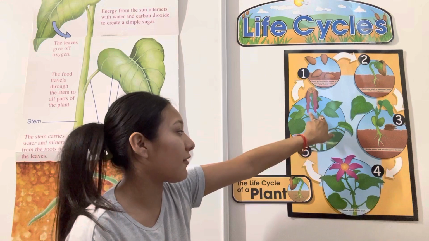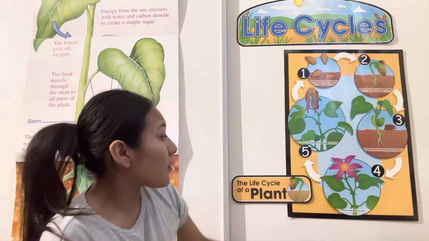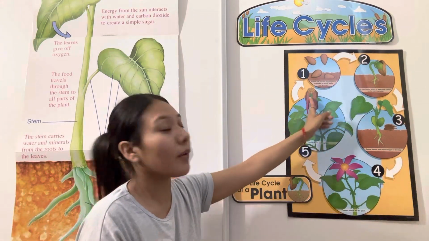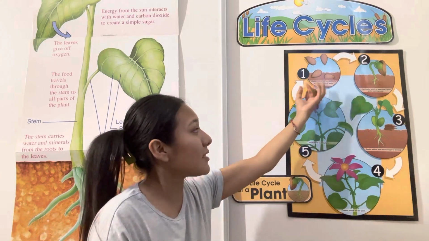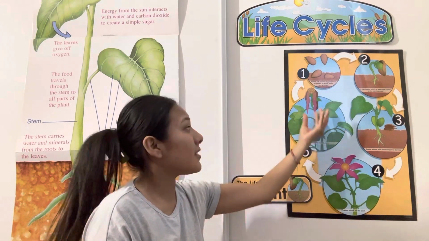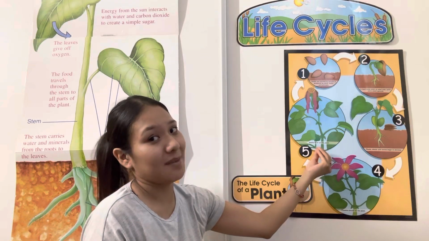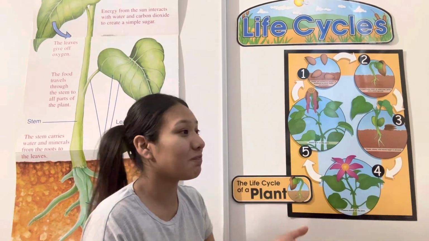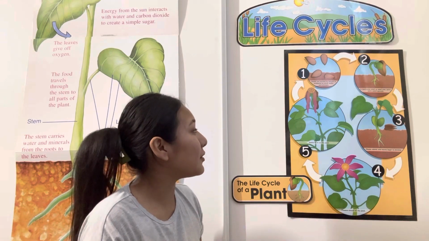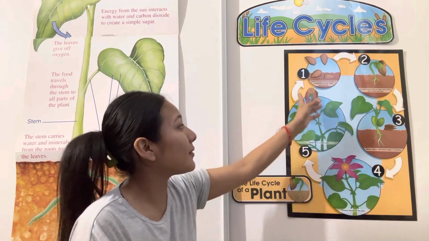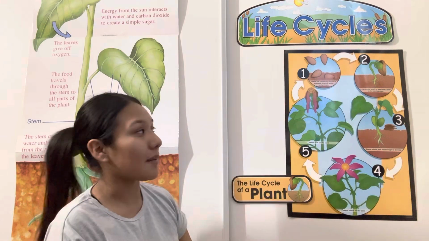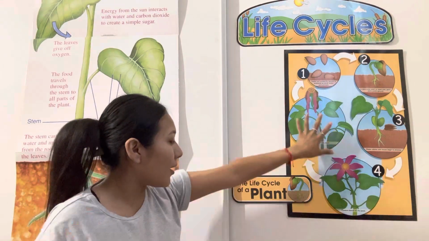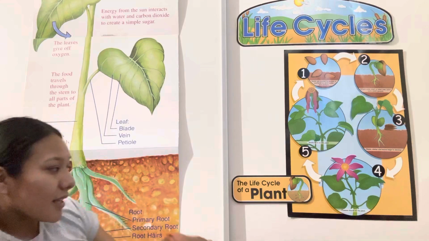We move on to step number 5, when the seeds form on the plant. So once the seed starts to form on the plant, the plant does have to leave. The plant does have to say goodbye for a few weeks, for a few days, before it goes back to step number 1. So this is the life cycle of a plant.